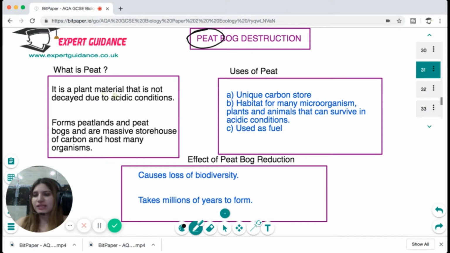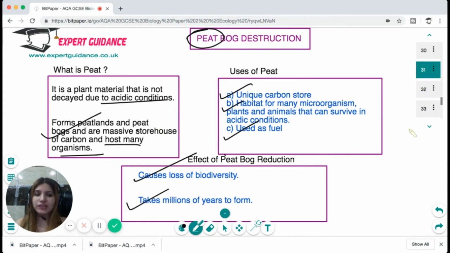Now, it is a plant material that is not decayed due to acidic conditions or conditions not favorable for decay. It forms peatlands and peat bogs, and they are massive storehouses for carbon, and they host many other organisms. Now, this peat is a unique carbon store. It is the habitat of many microorganisms, plants, and animals that can survive in acidic conditions, and peat can be used as fuel. Now, due to deforestation, there's a reduction in peat bog, causing loss of biodiversity, and it takes millions of years to form, and it is also a threat to the biodiversity.